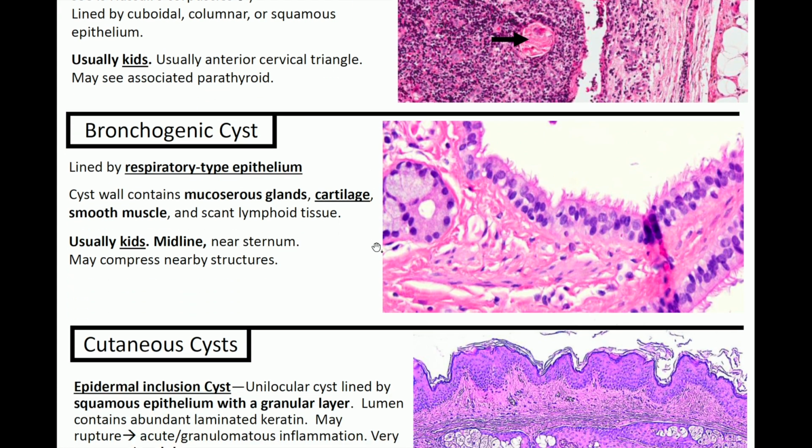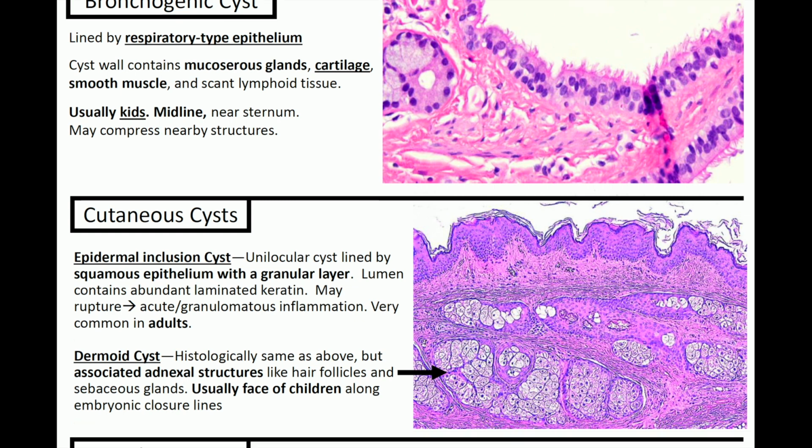Moving on, we've got bronchogenic cyst. So a bronchogenic cyst is lined by respiratory type epithelium, and the cyst wall contains mucoserous glands, cartilage, smooth muscle, and scant lymphoid tissue. Usually occur in kids. They can be midline near the sternum and may compress nearby structures. And we can appreciate some cilia here on that respiratory type epithelium on our bronchogenic cyst.